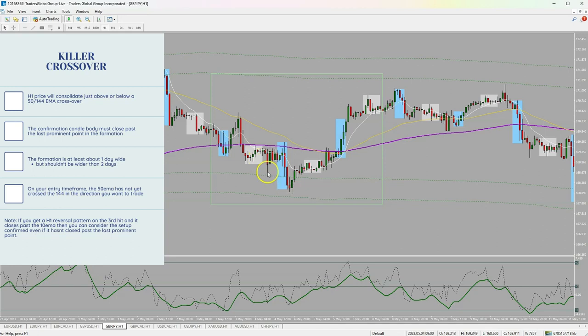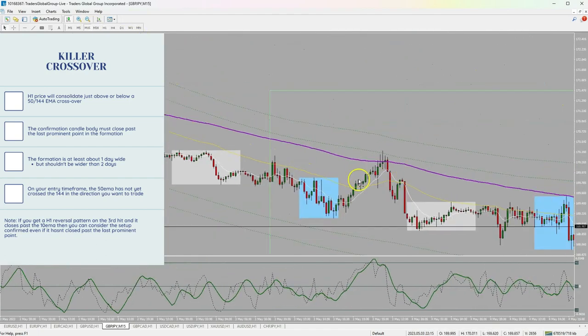But in this situation, we've got the consolidation happening. Here's our crossover, and you're just paying attention to that second rule, which is that you want it to pass the last prominent point. By the time this crossed over, here was our last prominent point. So I'm going to draw a line here on top of this candle body. Here's the confirmation candle that closed above that last prominent point, which means now we just need to go down to the 15-minute time frame.